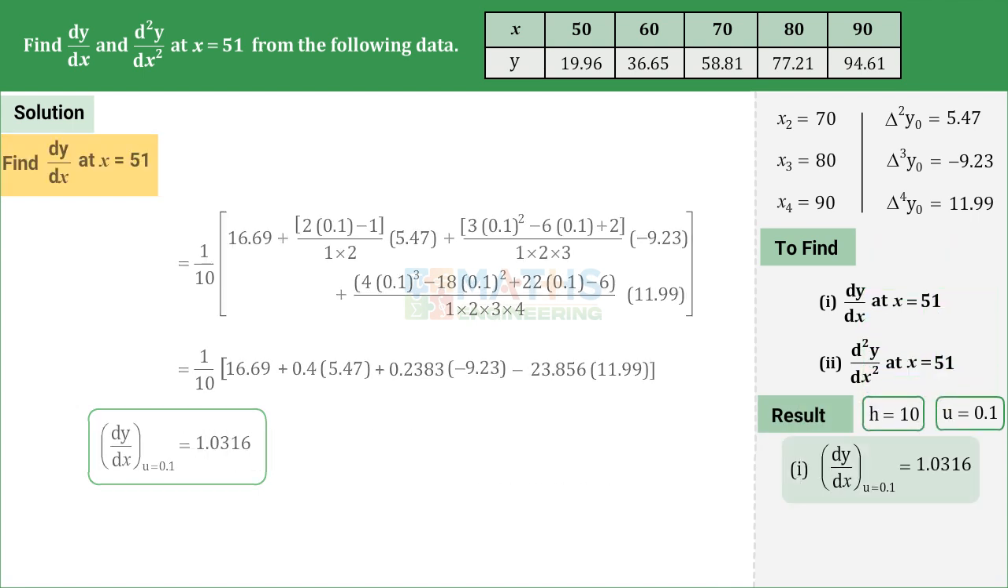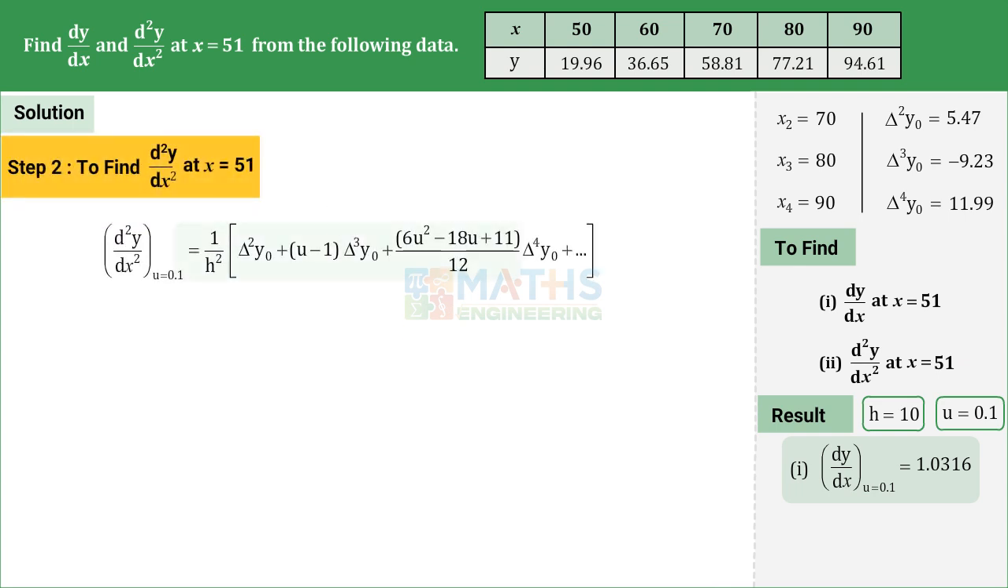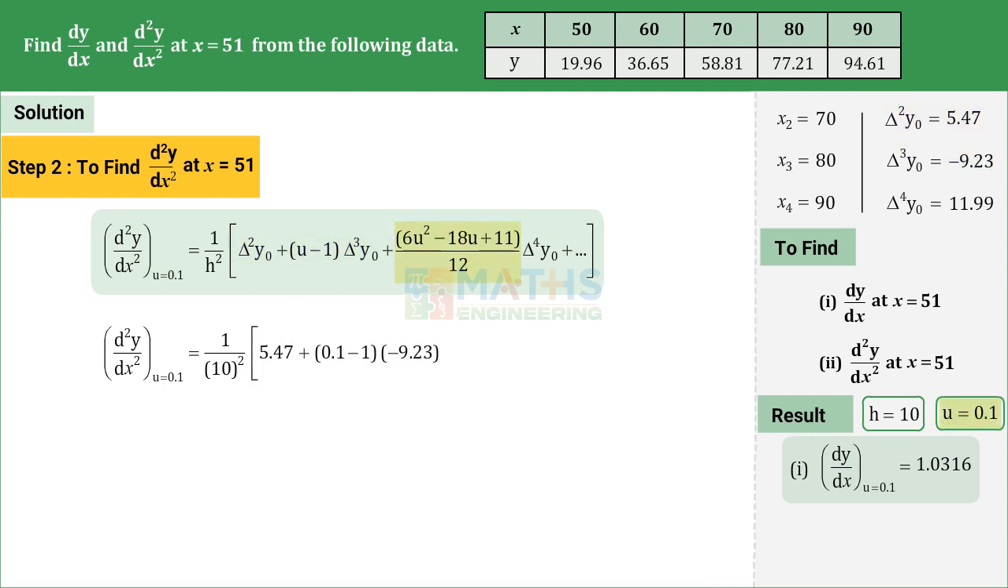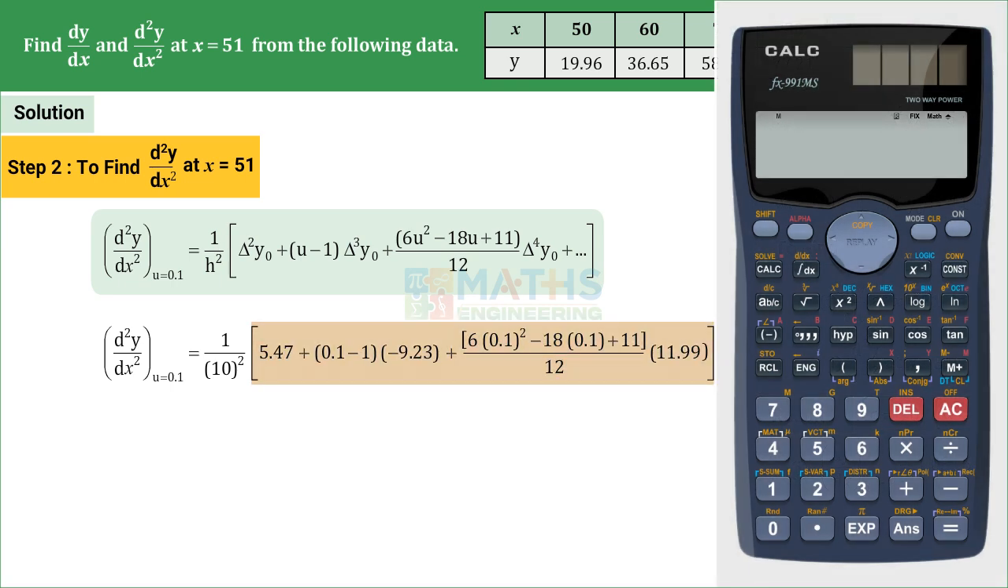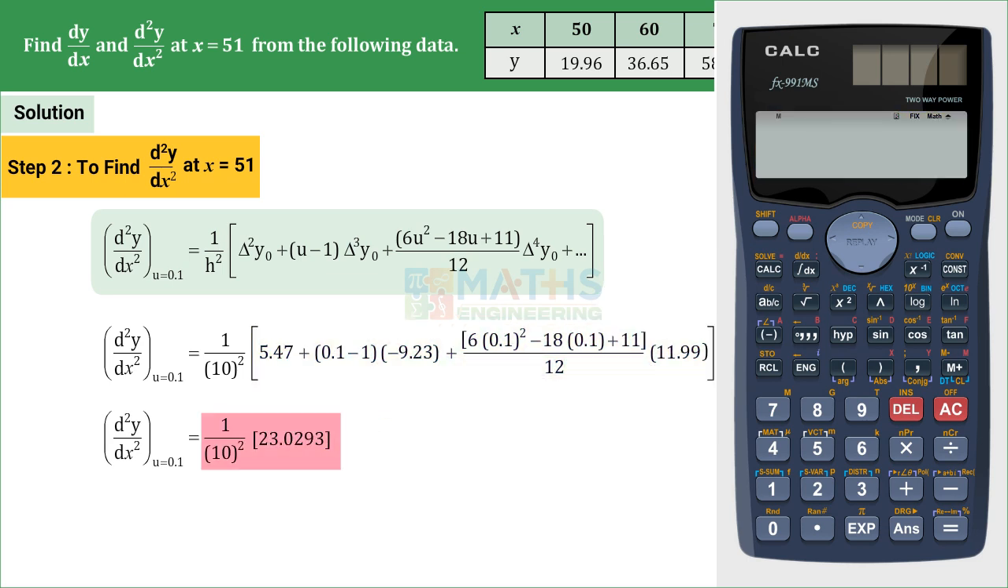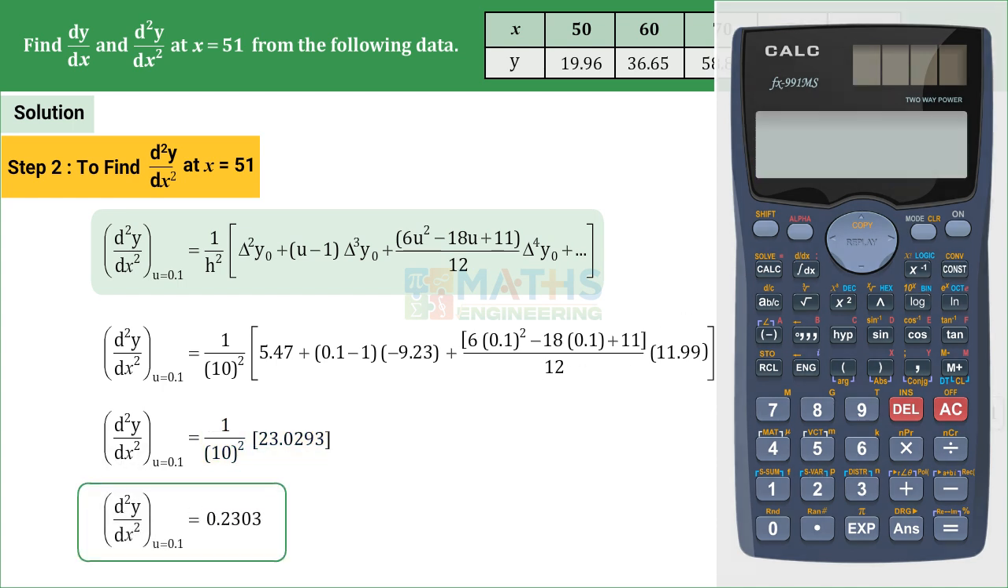Shall we find the second derivative? Take down the formula. Substitute the values carefully. Simplify the expression. We get 0.2303.